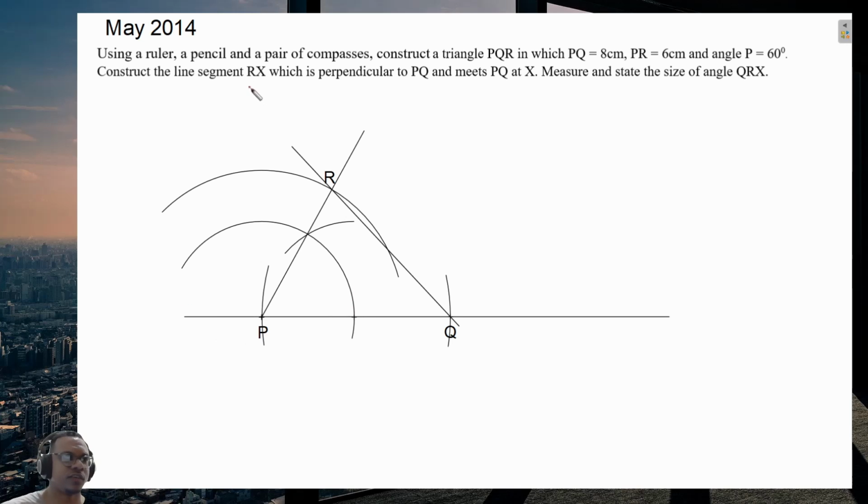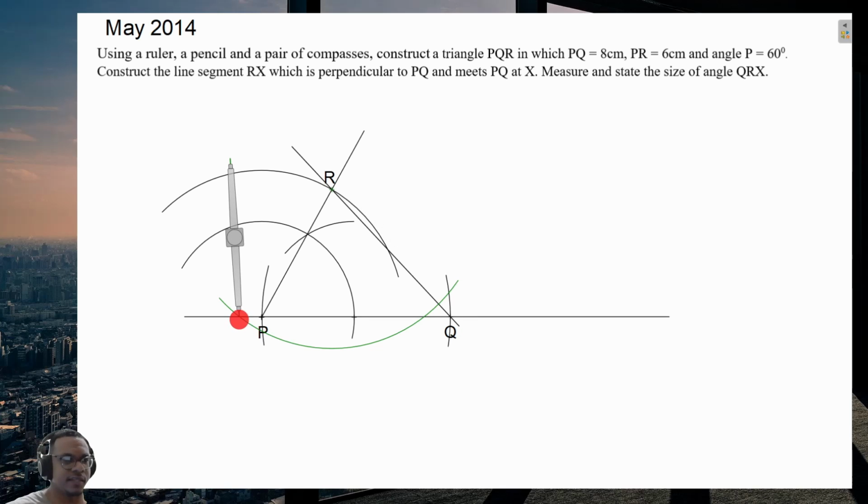So now we're going to construct the line segment RX, which is perpendicular to PQ and meets PQ at X. So what we want is a perpendicular line coming down from R that will touch PQ at the point X. So I'm going to place my compass point at R and open out my compass so that it passes the line PQ. And I'm going to make an arc to intersect the line PQ.